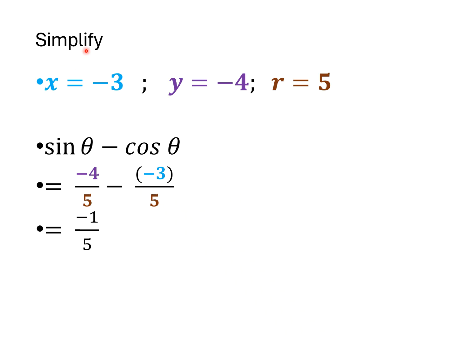Right, so we have to simplify sine theta minus cos theta. Sine is y over r, so my y is minus 4, my r is 5. Cos is x over r, so that becomes negative 3 over 5. Negative and negative gives me positive, so minus 4 plus 3 then gives me minus 1 over 5. Let's look at another problem.